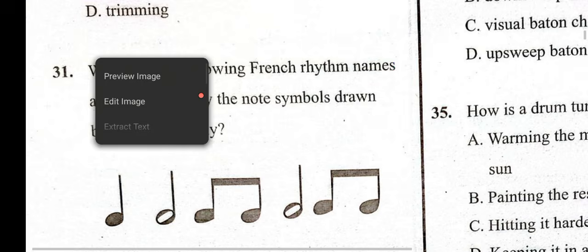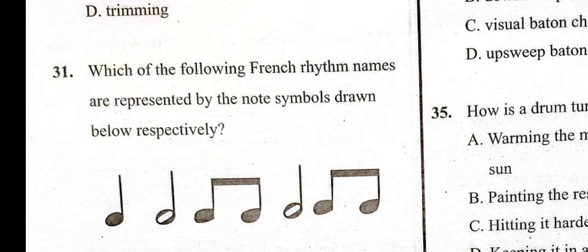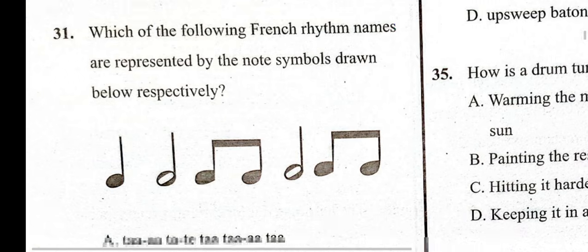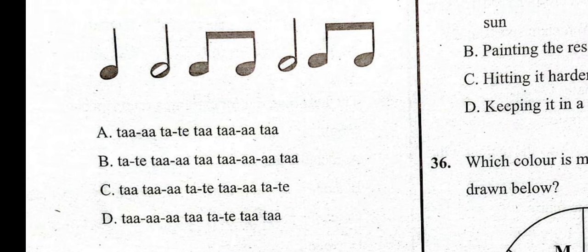Then which of the following rhythms are represented by the note symbols drawn below? Let's start. The first note is a crotchet, ta. The second one is a minim, ta, a. Then a pair of quavers, ta-te. Then a minim, ta, a, and a pair of quavers, ta-te. So the correct answer will be ta, ta, a, ta-te, which is C.